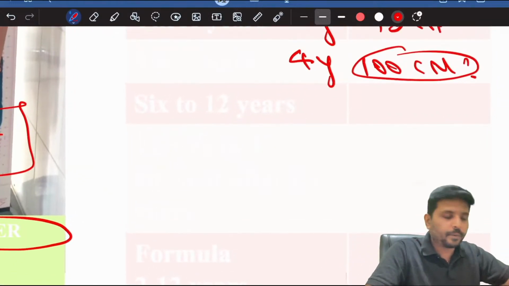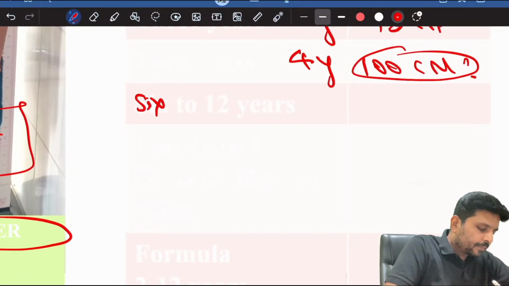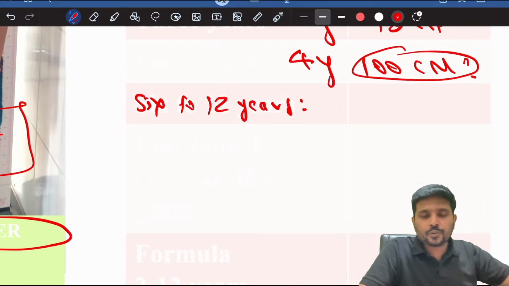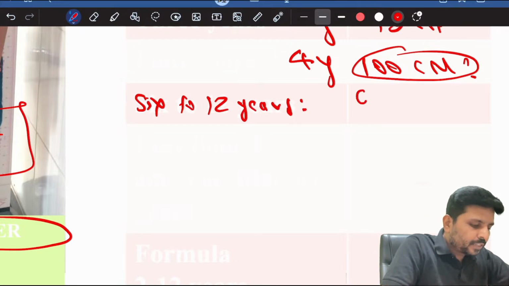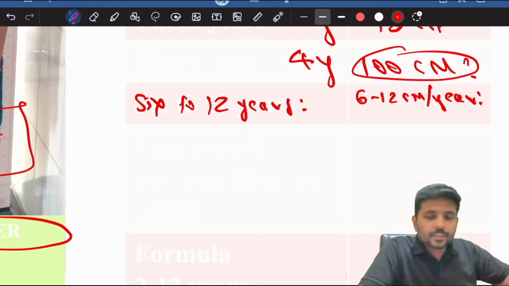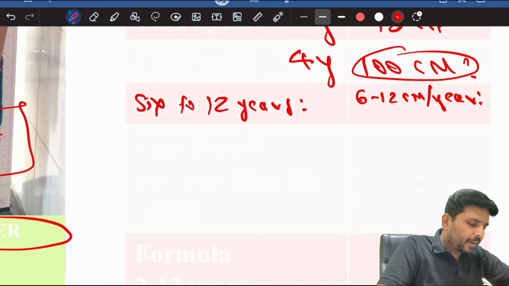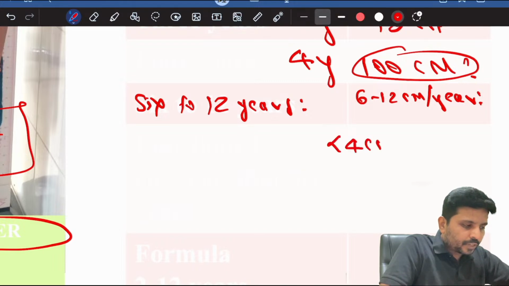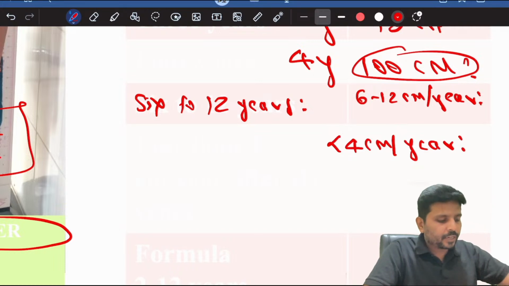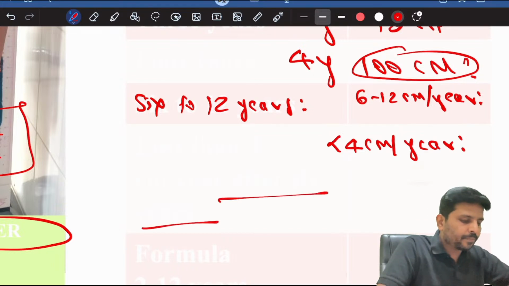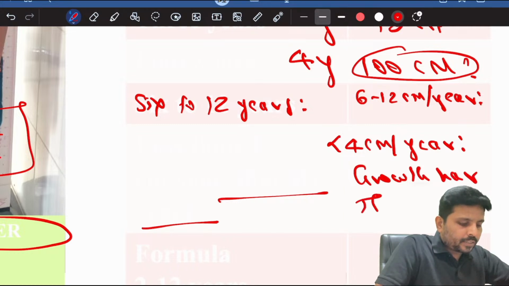And a very, very important point: between 6 years to 12 years, the height gain is usually 6 to 12 centimeter per year. But when you have a height gain of less than 4 centimeter per year after 6 years, either it is growth hormone deficiency or it is thyroid deficiency.